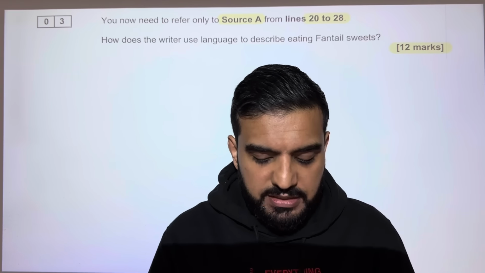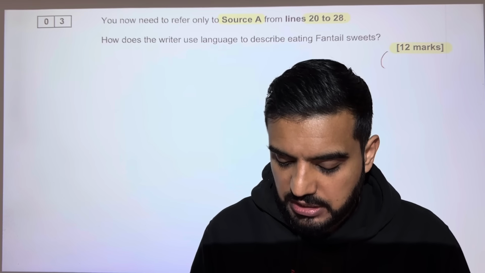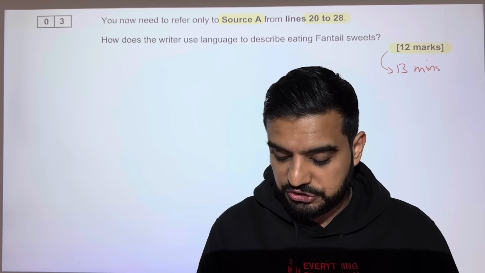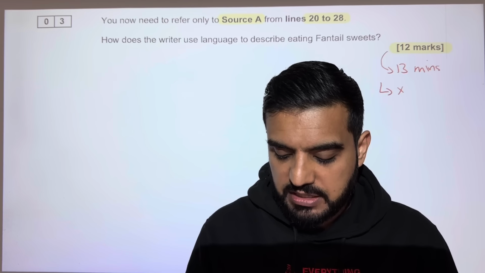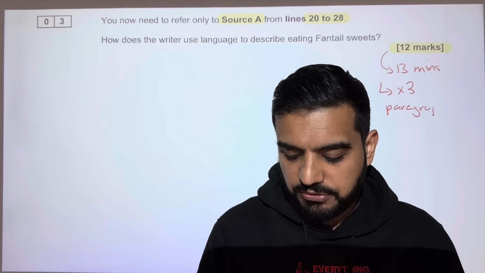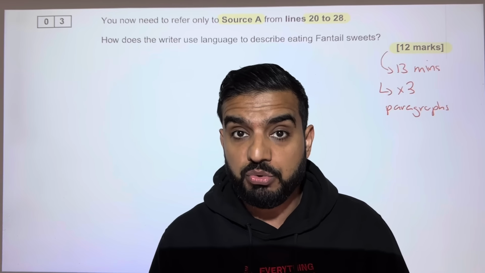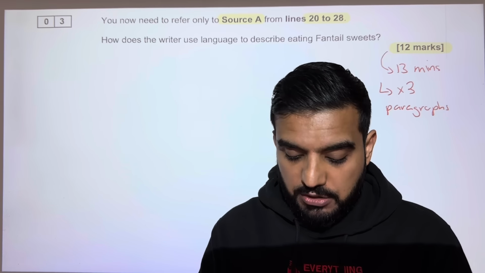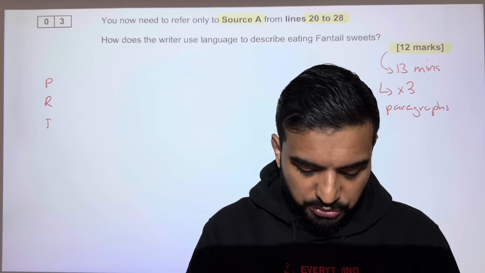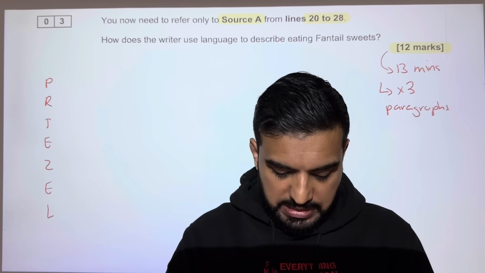Now what does that mean, guys? This is what I advise you all to do. For this question, we are looking to spend 13 minutes, and in 13 minutes we are looking to write 3 paragraphs. Two of these paragraphs, we are looking to write point, reference, technique, effect, zoom, effect, and link.